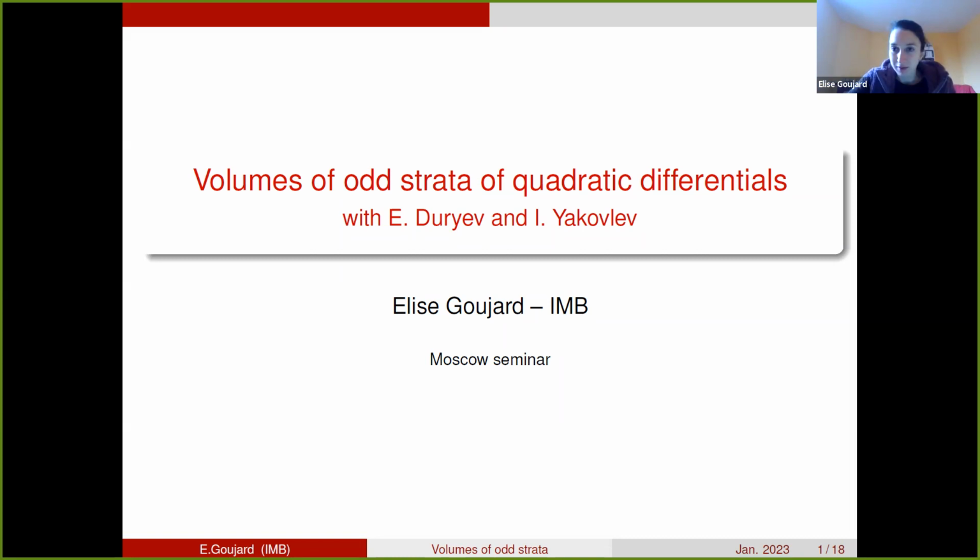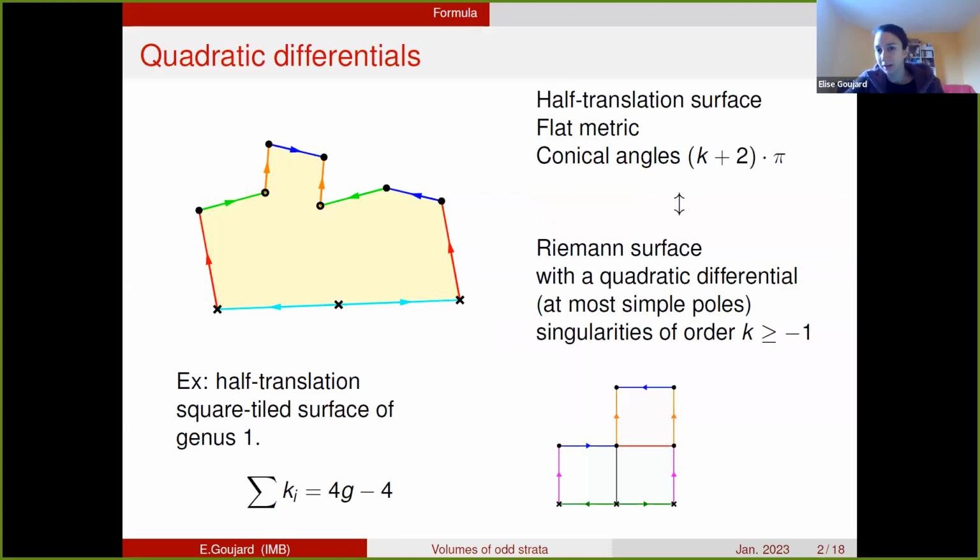Let me start with defining what quadratic differentials are by giving examples. Maybe let me start with the official definition. You take a Riemann surface, let's say X.